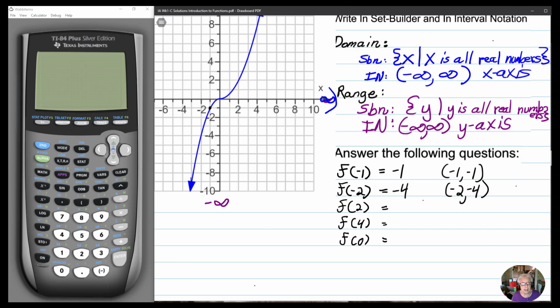Now, what is f of positive 2? Go over to positive 2, up to the graph, over to the y-axis. 2 gives us the point 2, 2. I do have room to write it here. This point is 2, 2. And I could have written this point, negative 2, negative 4.